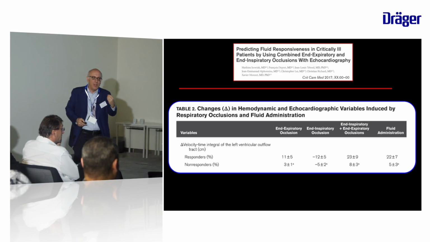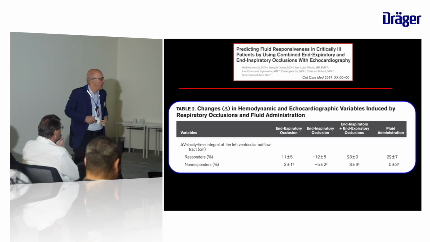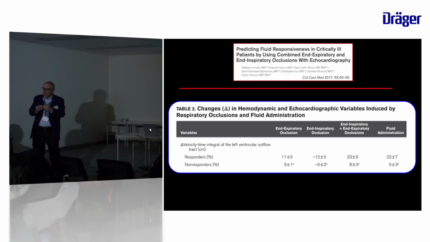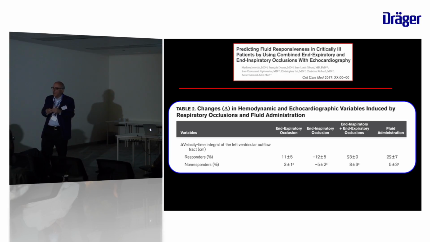So you can do this maneuver at inspiration and expiration at low tidal volume, assuming that you have no spontaneous breathing and not much arrhythmias. And you see that the percentage at the end is very similar to the percentage of change in flow when you give a fluid administration. So you can improve this at low tidal volume with two maneuvers, at end expiration and inspiration. Is it clear?